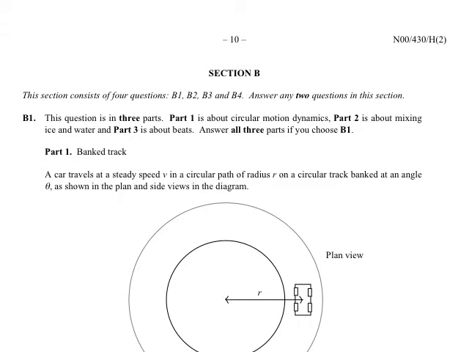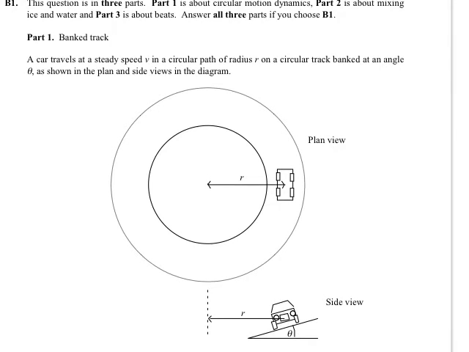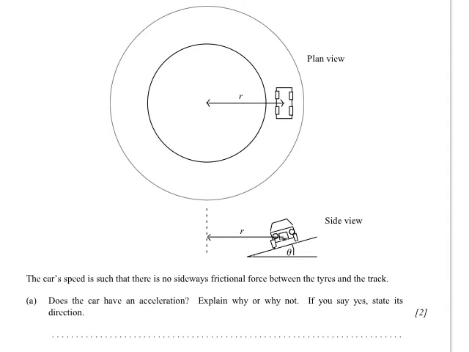So don't worry if you found this one difficult, because it is. Let's go through it. We have a car travelling at a steady speed v in a circular path of radius r on a circular track banked at an angle. So as you can see, it's not just moving in a circle, but it's actually on an angle. The car's speed is such that there's no sideways frictional force between the tyres and the track.